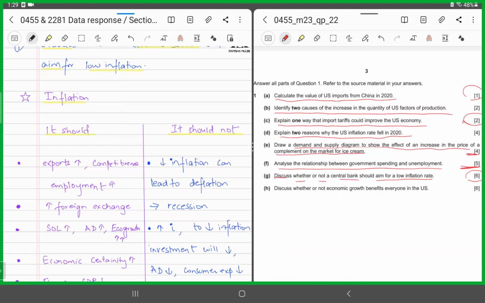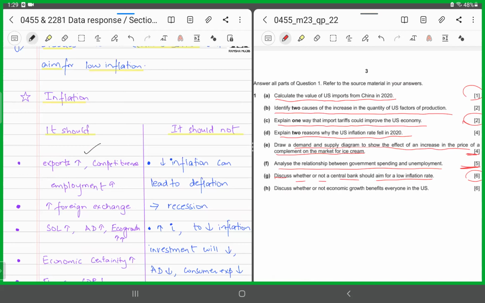So for the first, I've said that inflation refers to the sustained increase in the price level, right? So if a central bank is aiming for a low inflation rate, it would be beneficial for the economy. Now, how would it be beneficial? A low inflation rate could, firstly, reduce menu costs. What do we mean by menu cost? That a firm would not have to change its prices so often, right?